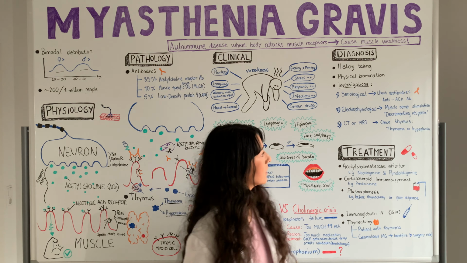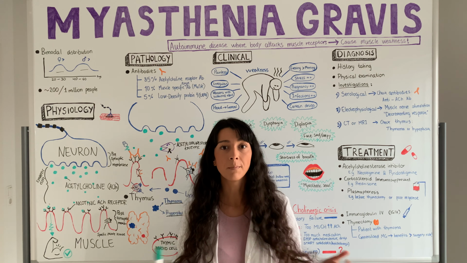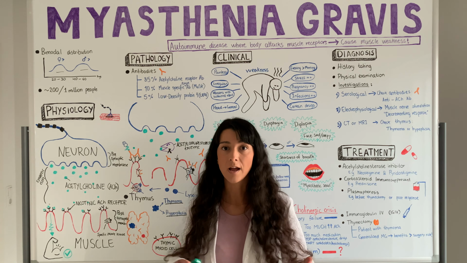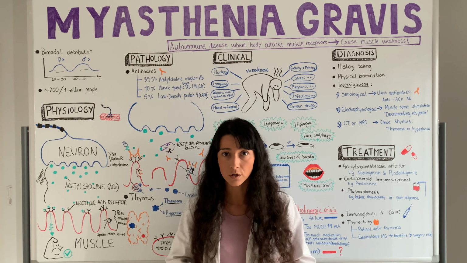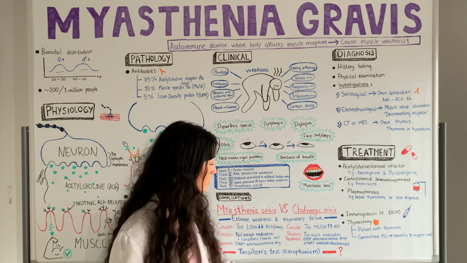And also we can do CT or MRI to check the thymus for thymoma or hyperplasia that are triggering these antibodies and causing problems in the neuromuscular junction. And also, as I just mentioned, we can do the Tensilon test or edrophonium test to distinguish between myasthenia crisis and cholinergic crisis. So this was everything about the complications and diagnosis of myasthenia gravis.